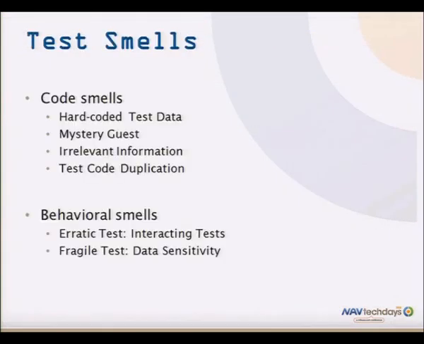So we saw 4 code smells, and code smells you can detect by looking at the code. And then we had 2 behavioral smells. One, we saw an example where the second test interacted with the first test in the second run, and one where we saw that there was too much data sensitivity. So the test depended on the fact that this customer was a foreign customer, which it wasn't in the Canadian case.